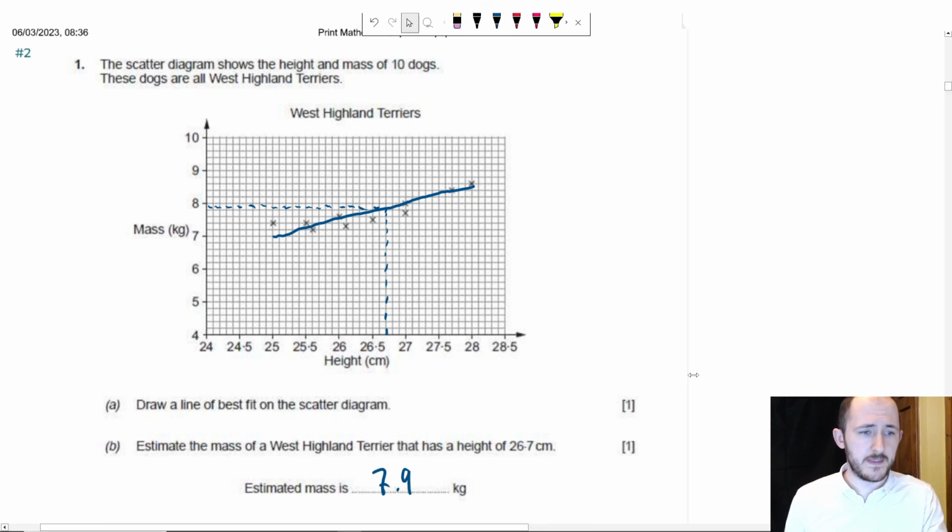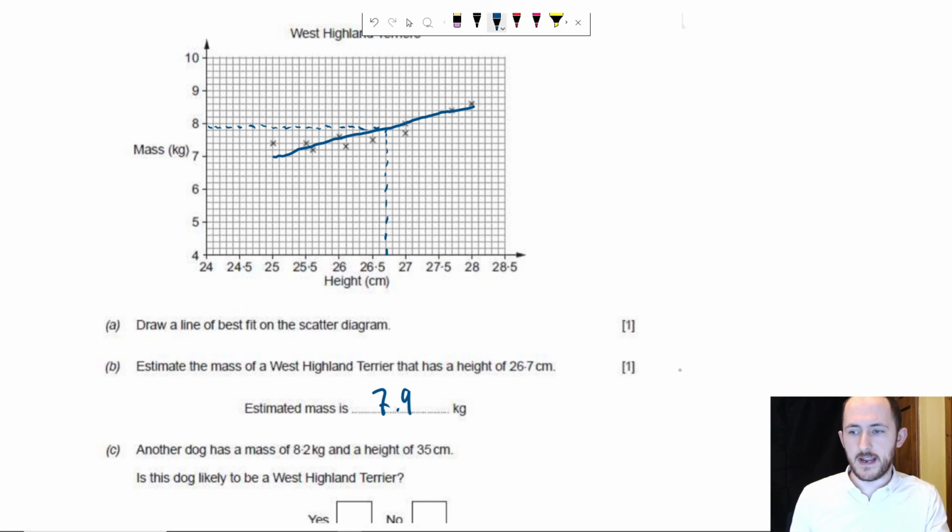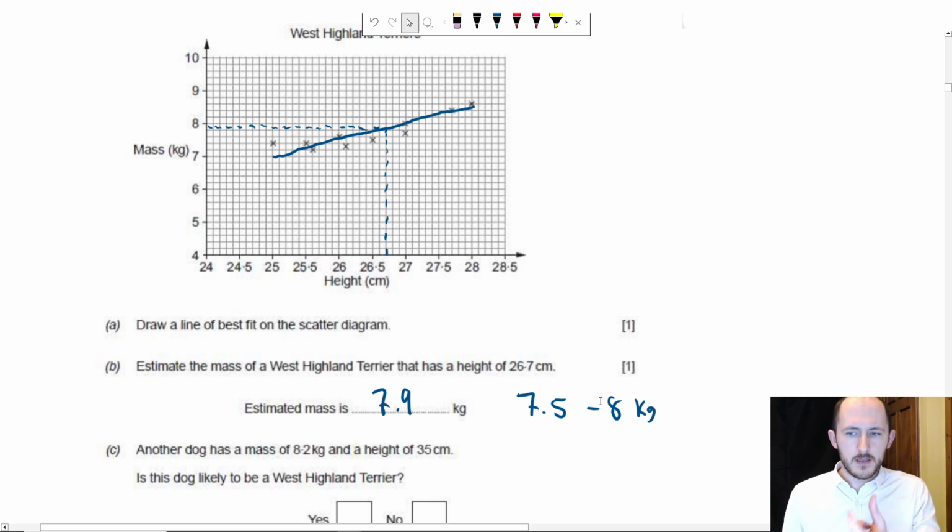Now, just so you know, for the actual answer, they give you a range. You can get anywhere between 7.5 and 8 kilograms and still get the mark. Okay? So they give you a bit of wiggle room. You don't have to be super exact, but again, use a ruler, dotted line all the way up to your line of best fit, ruler, dotted line across. I'm not using a ruler at this point because it's kind of hard to use one with the graphics tablet I have at the moment, but hopefully that makes sense.